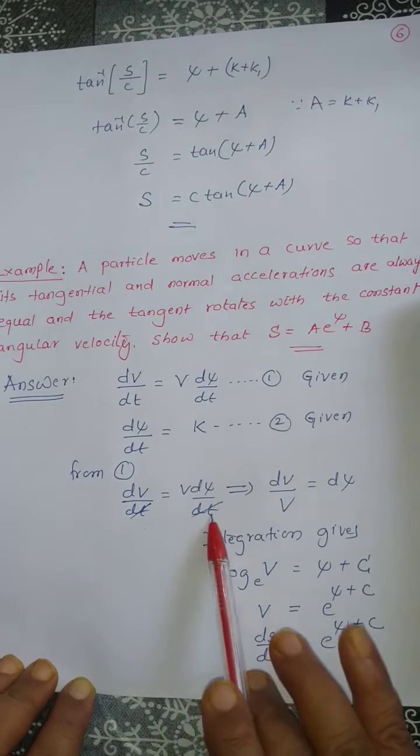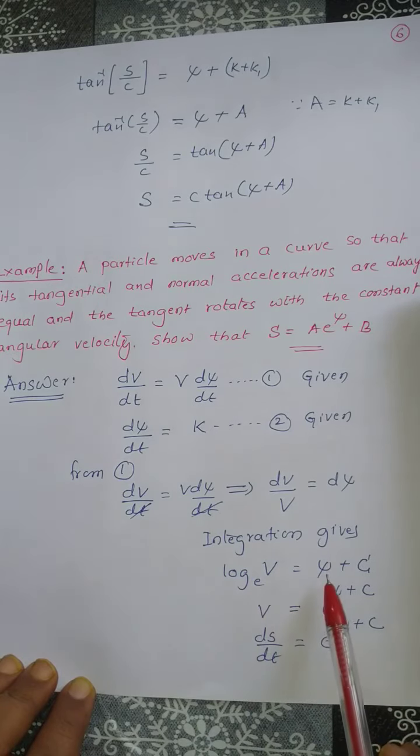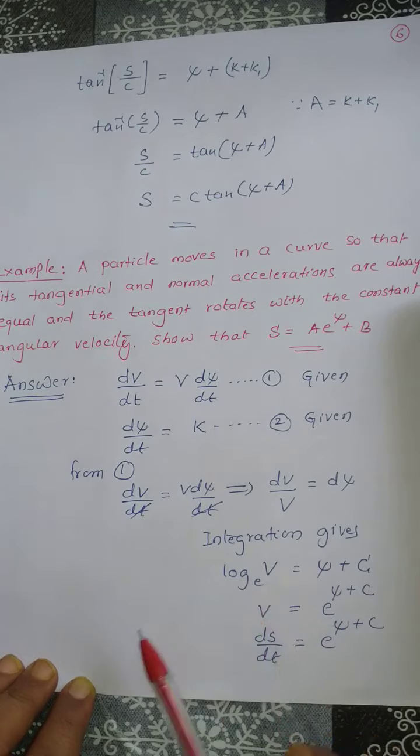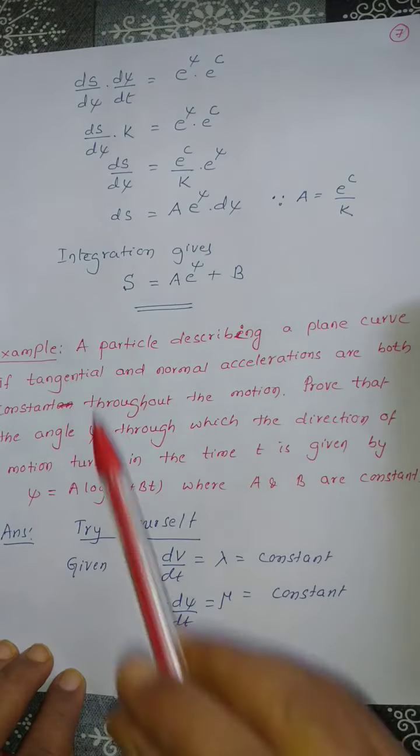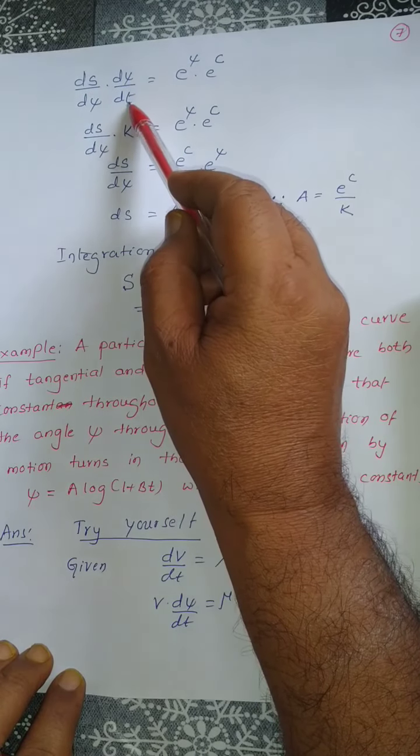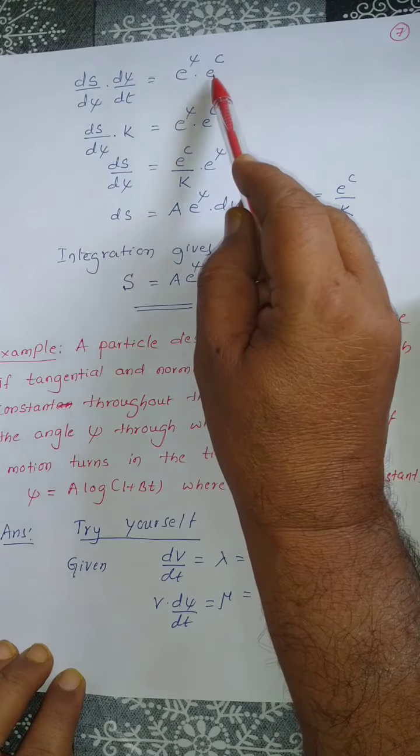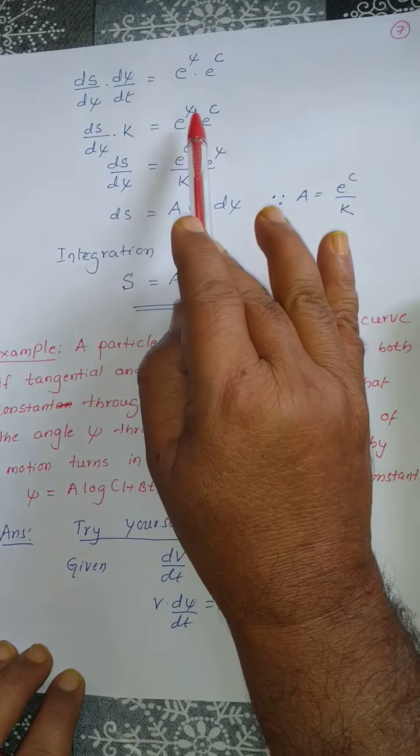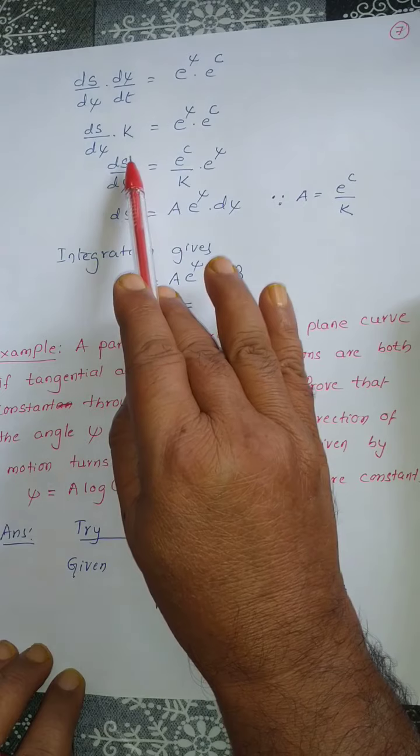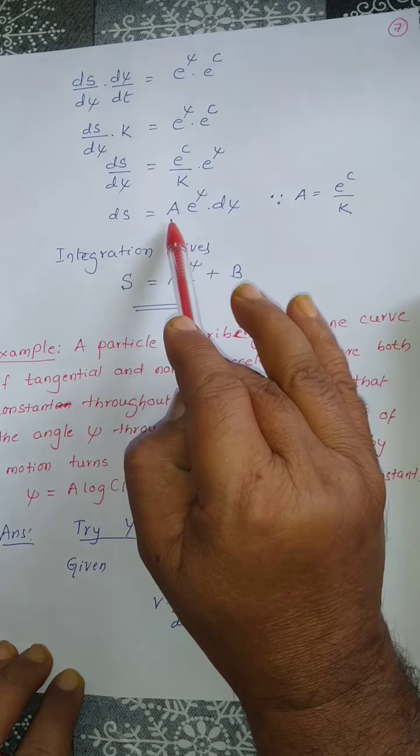From this one, dt cancels, dv by v equals d psi. Integration gives log v equals psi plus c. v equals, removing the log, e raised to psi plus c. v is ds by dt, e raised to psi plus c. So ds by dt, multiply and divide by d psi, e raised to psi, e raised to c by the theory of indices. So d psi by dt is k, given. So ds by d psi equals e raised to c divided by k. Totally this term is constant, taken as a.